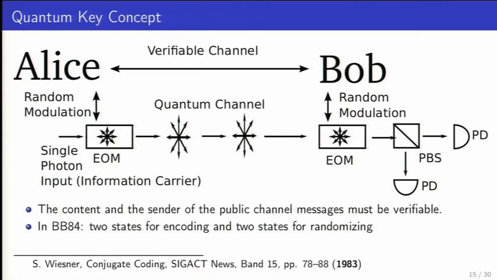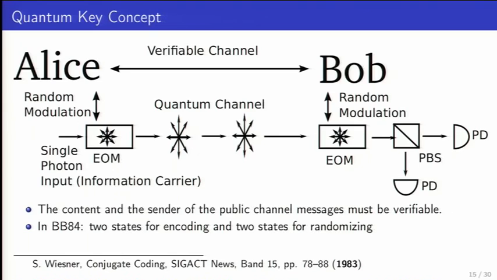Here is a quantum key distribution concept, and you have over here Alice. Alice prepares a photon in a certain polarization, then sends this photon to the electro-optical modulator, which shifts the polarization at random. The photon is then sent over the quantum channel to Bob, where Bob modulates the incoming photon at random and then measures it with a polarizing beam splitter and detects it with a photodiode.